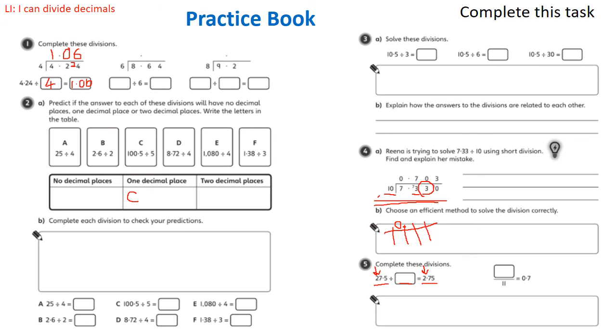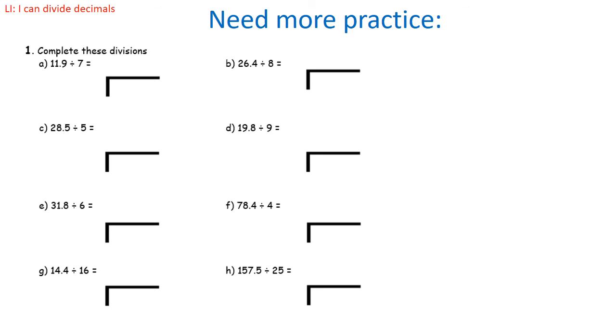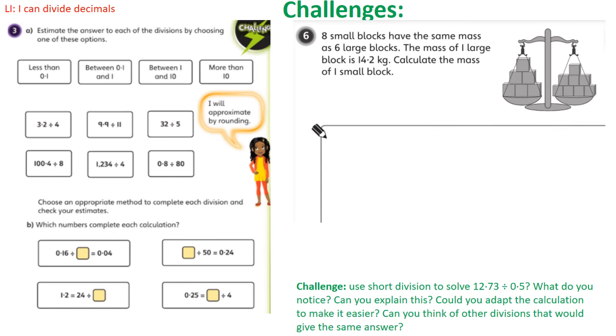So this is saying the other part is something divided by 11 equals 0.7. What could that something be? Could you use the inverse there to help you and to double check your answer? If you need more practice, you've got some more questions there to have a play with. Either that or do your challenges. You've got 3 challenges there.